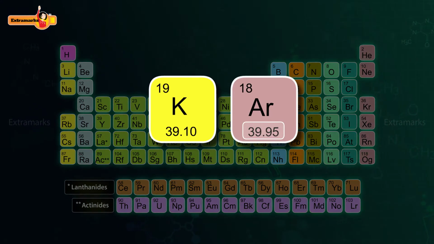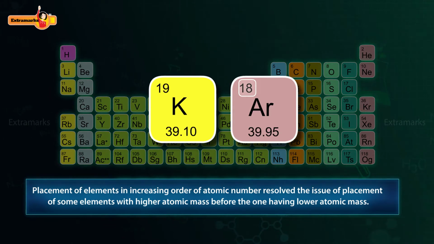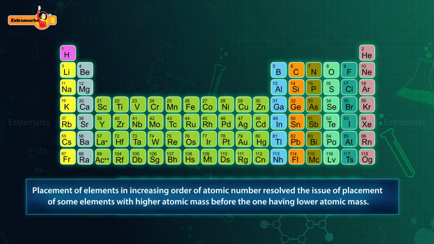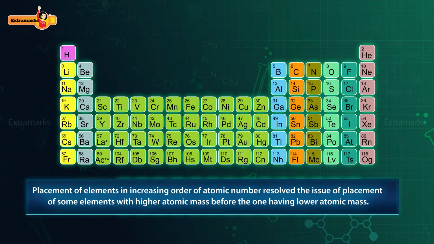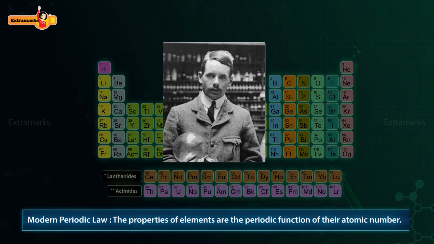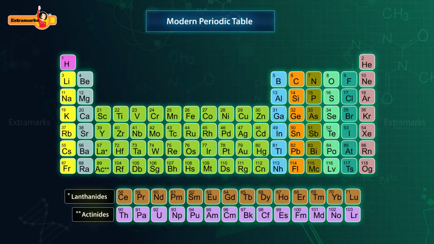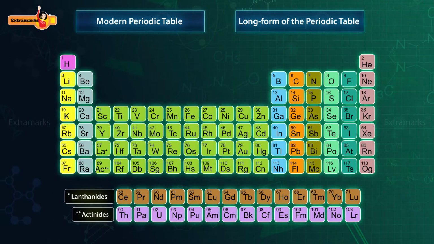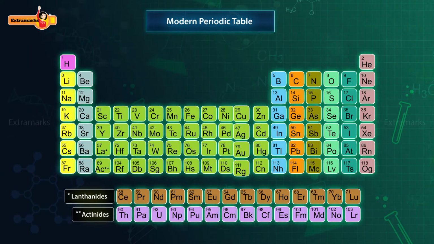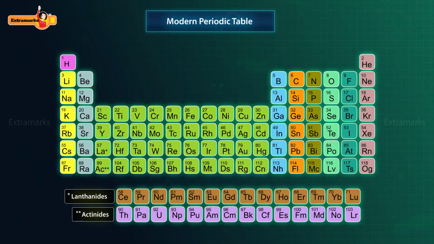For instance, argon has greater atomic mass than potassium, but lower atomic number. So, the placement of elements in increasing order of atomic number resolved the issue of placement of some elements with higher atomic mass before the one having lower atomic mass. The modern periodic law given by Henry Moseley stated that the properties of elements are the periodic function of their atomic number. The table based on modern periodic law is known as the modern periodic table, or the long form of the periodic table. As you read the periodic table from left to right, you will notice elements being arranged in the increasing order of their atomic numbers.